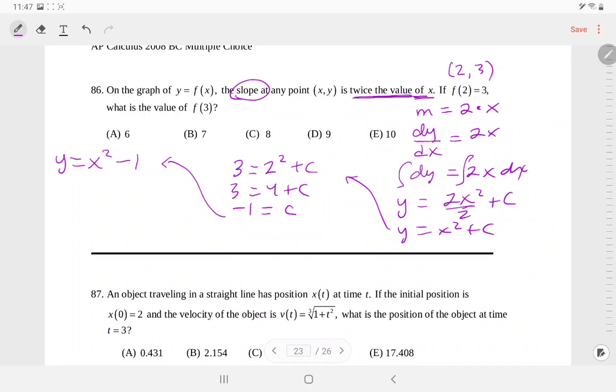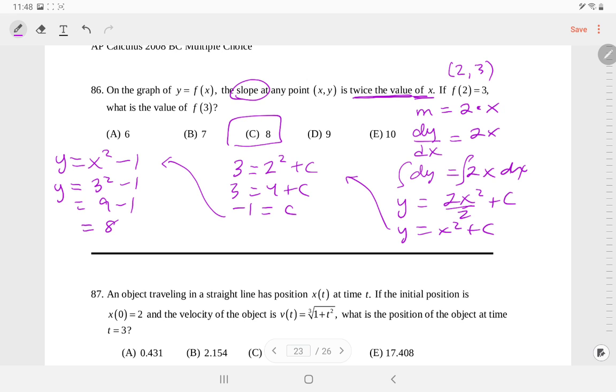So y equals x squared minus 1. And let's just check. Take the derivative. The slope is twice x. Yeah, it's twice x. Okay. And then 2, 3, plug in 2, get 3. Okay. So then I need to substitute 3 in. So 3 squared minus 1 is 9 minus 1, which is 8. See, sometimes there's hard questions and sometimes there's friendly questions. So I think that one is a pretty friendly question as questions go.